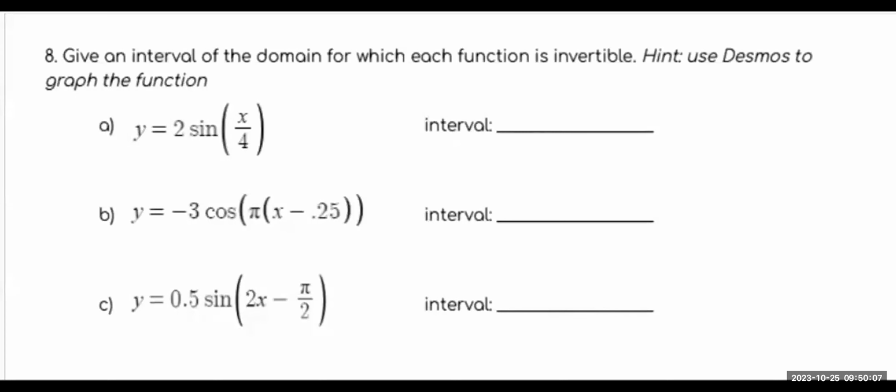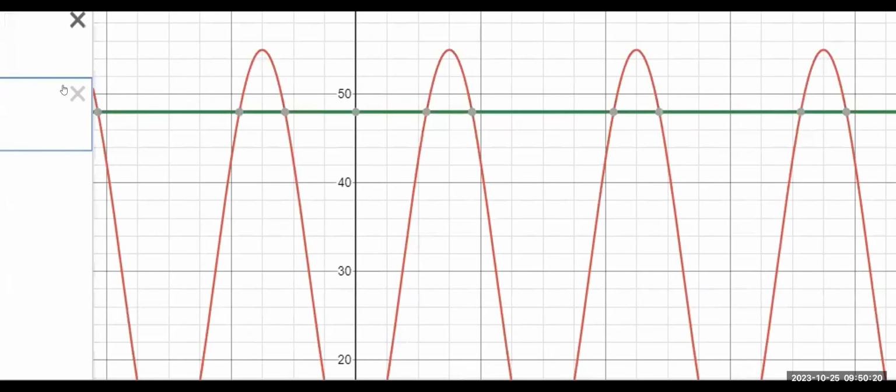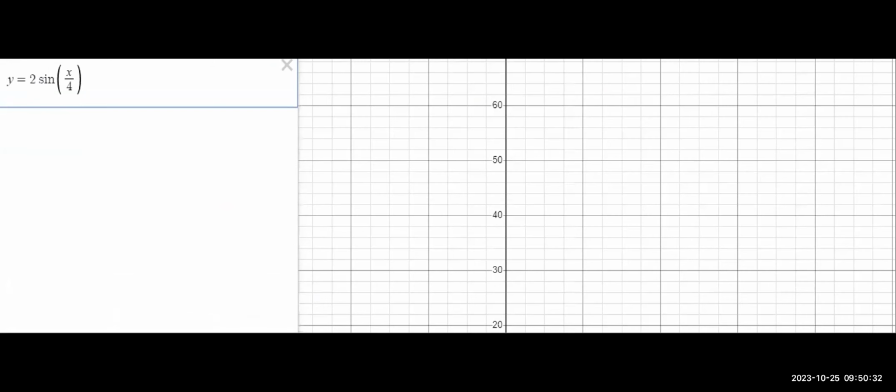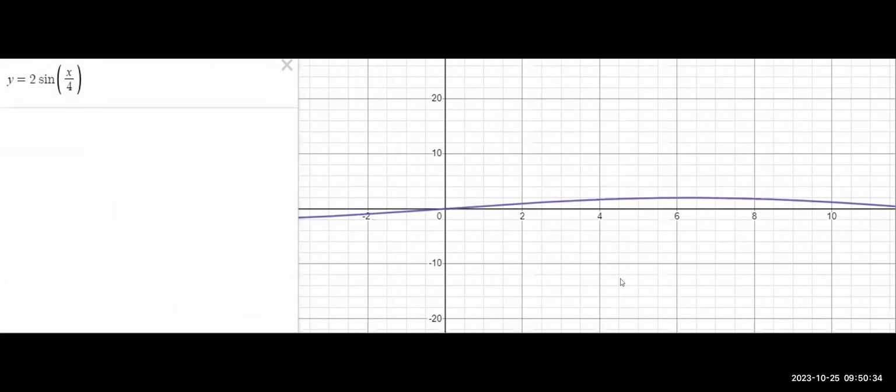Okay, so notice I did something a little different here and I didn't give you the graph. But that's not a big deal because Desmos. So let's graph this first one. Do sine 1/4 x.